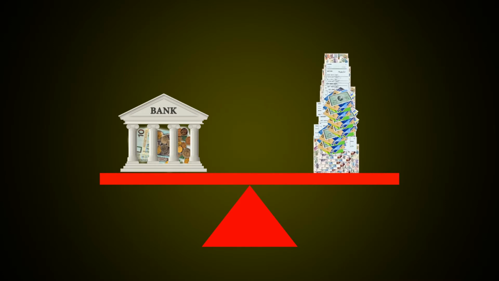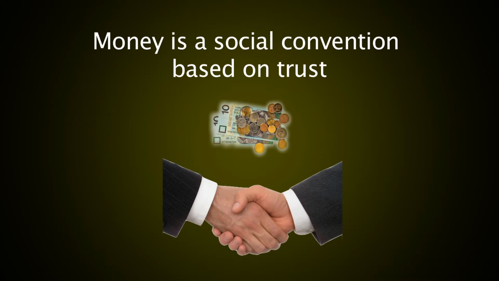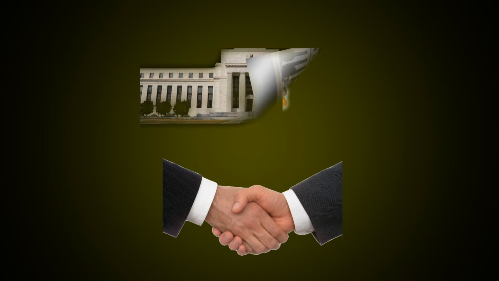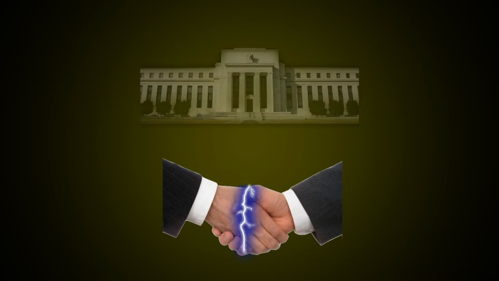Let's not forget that money is a social convention based on trust. Given current practices, trust can only exist if this principle is hidden to the public because it's an element of uncertainty and instability.